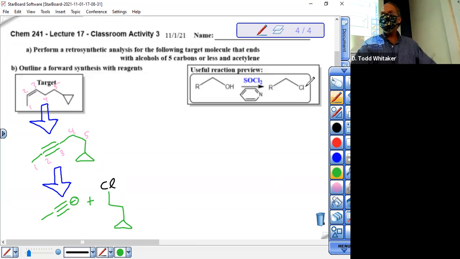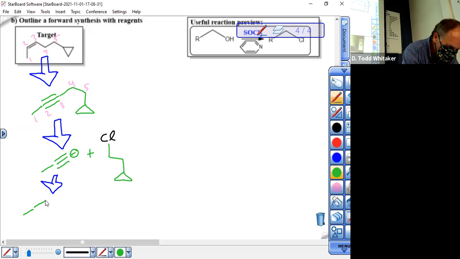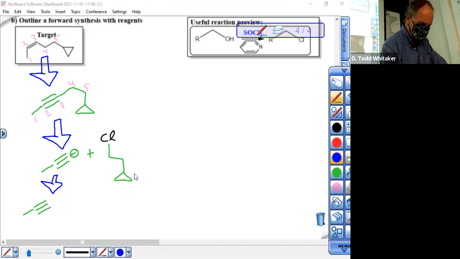So we have two new targets. This target is the conjugate base of the thing it was before it was this base of this acid, and a terminal alkyne acid. This one was an alcohol. We know how to make these alkyl chlorides from alcohols.